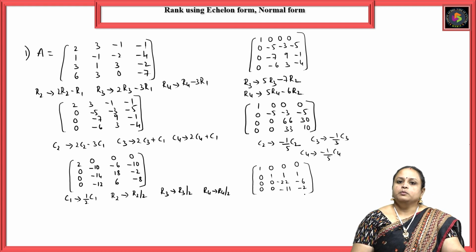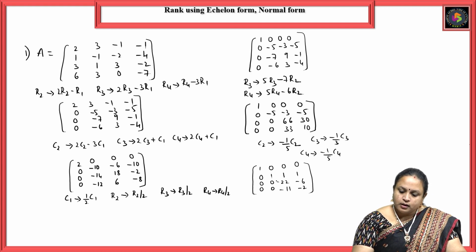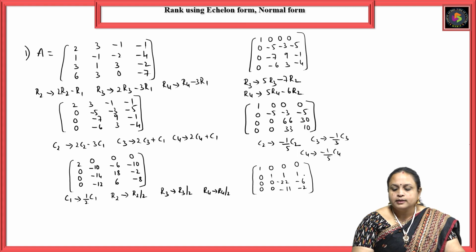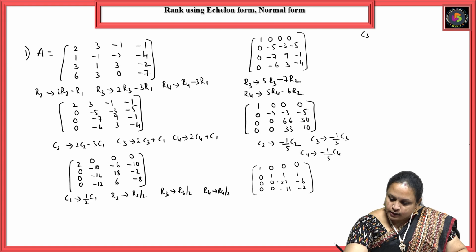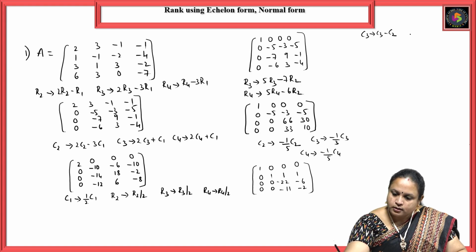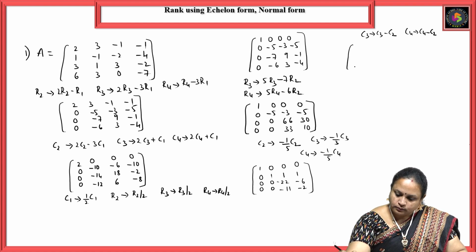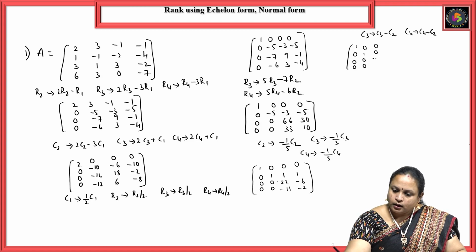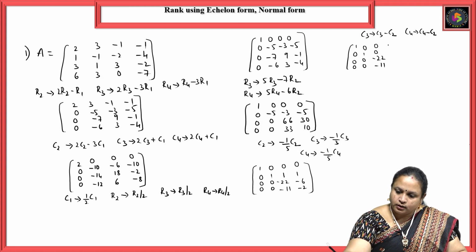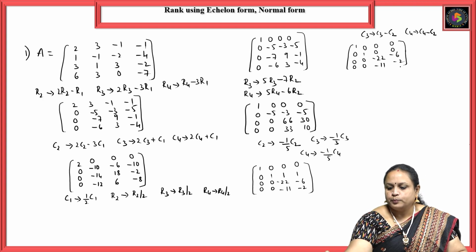Now let us try to bring the identity matrix using the column 2. Let us make other two elements as zeros. That is C3 implies C3 minus C2 and C4 implies C4 minus C2. 1 0 0 0, 0 1 0 0. So it is 0 0. Yeah. Minus 22 minus 11. It is 0 0, minus 6 and minus 2.